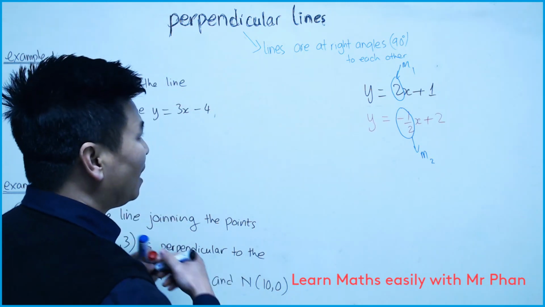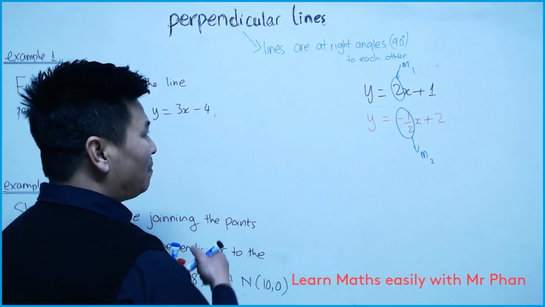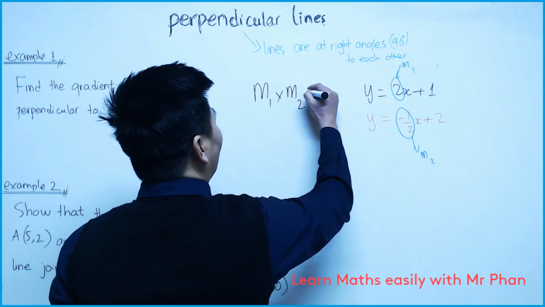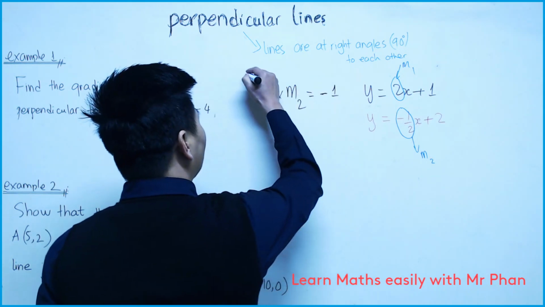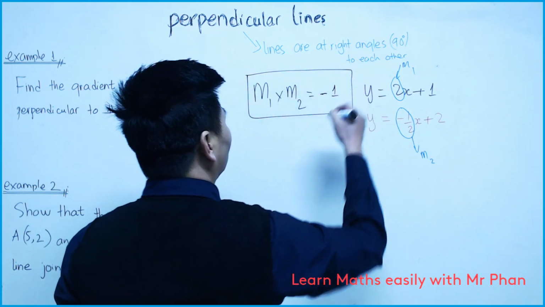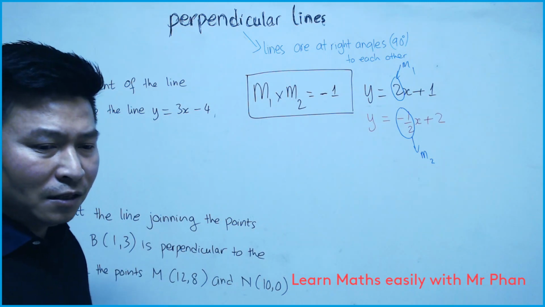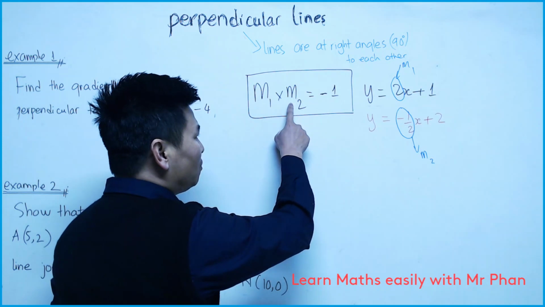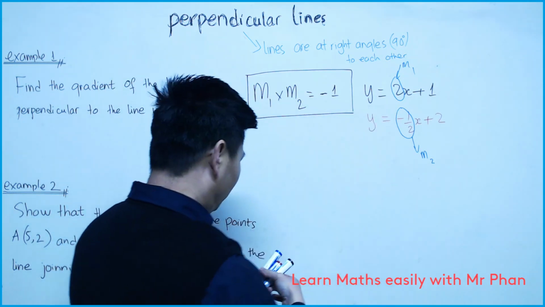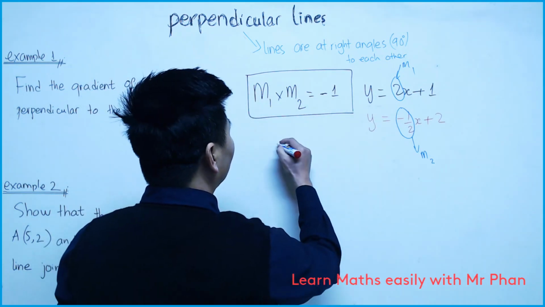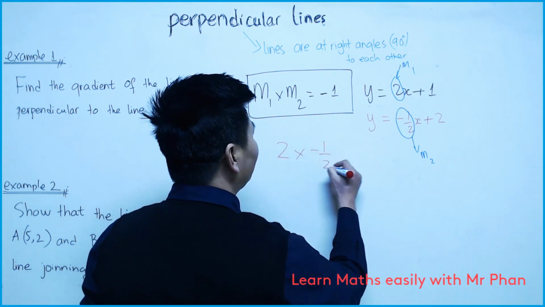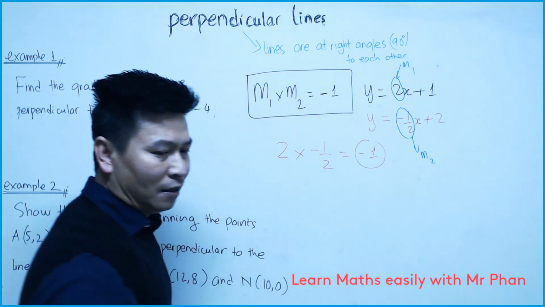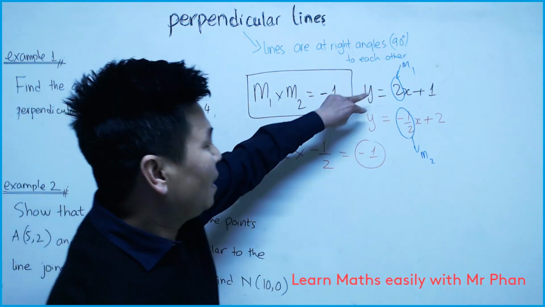So let's look at that. If two lines are perpendicular, then m1 times m2 equals negative 1. This is the rule. If two lines are perpendicular, the gradient of line number 1 times the gradient of line number 2 gives you negative 1. Let's test this one here: 2 times negative half equals negative 1. Yes, that's why the two lines are perpendicular.